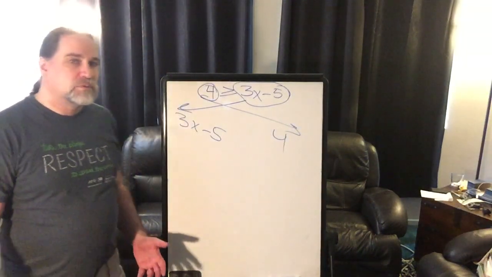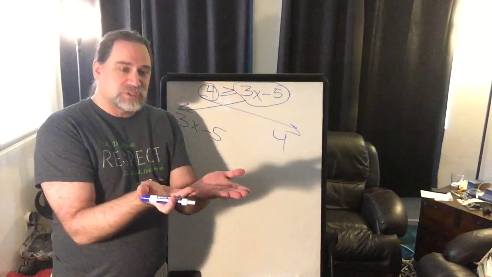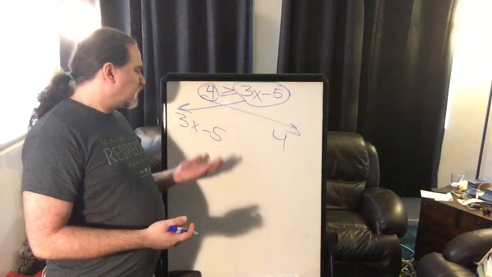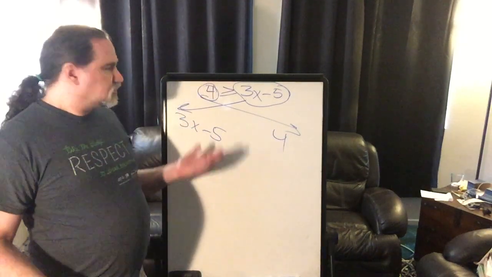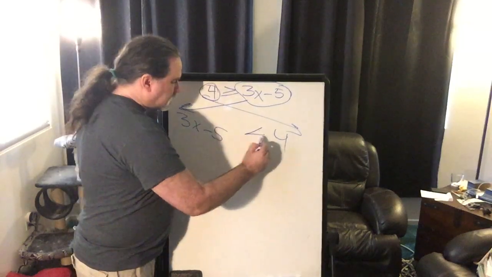Now what do I do with the inequality? If it were an equal sign, it wouldn't matter, right? Because with an equal sign, you have two things that are equal. If they switch sides, they're still equal. Well, what do you do with an inequality? Just what you'd think you'd do. The alligator wanted to eat the 4. The alligator still wants to eat the 4.